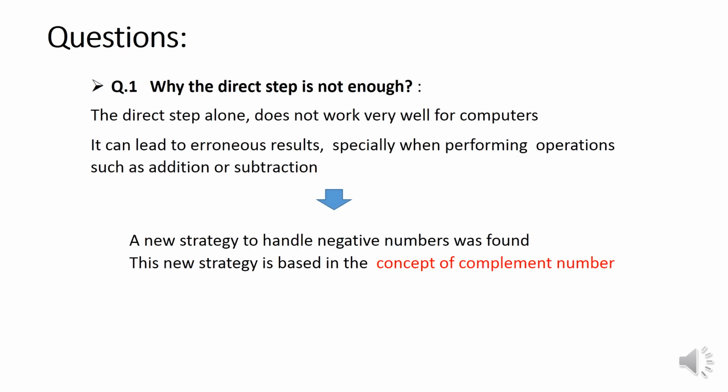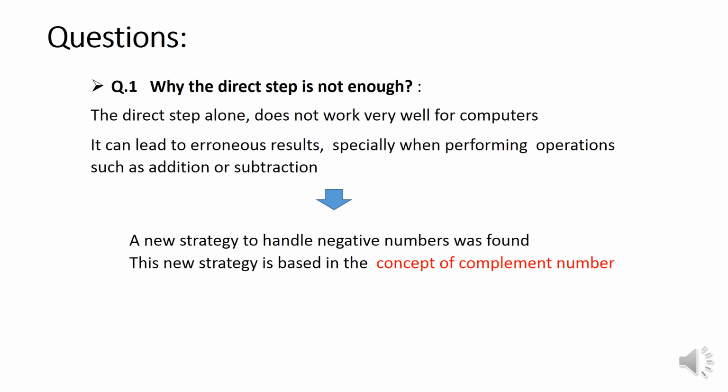Let's see some questions. The first question is: why is the direct step not enough? Remember, the direct step is adding a 0 or a 1 in front of the binary number. The answer is because this step alone does not work very well for computers, especially when performing operations such as addition or subtraction, and can lead to erroneous results.